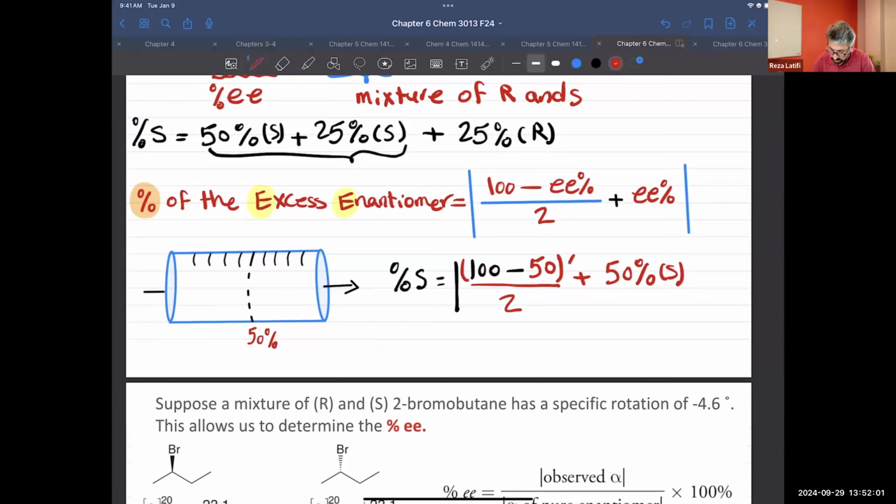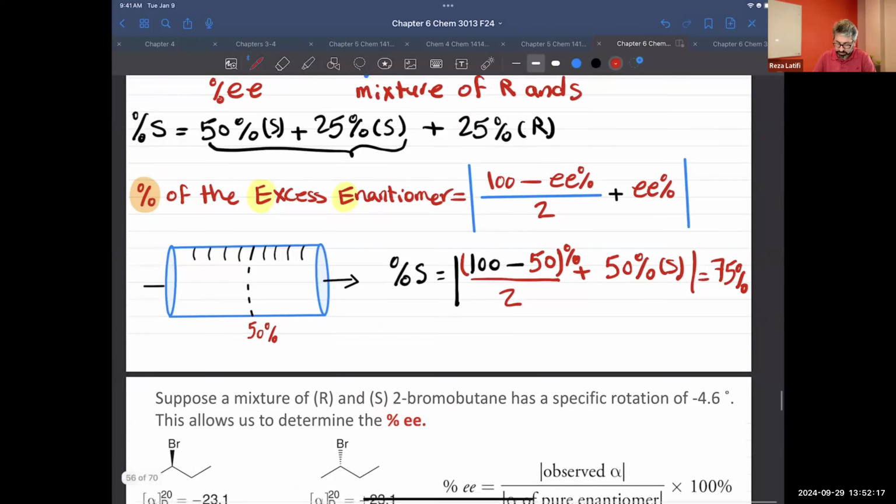Okay. So I'm going to say 100 minus 50 divided by 2. That's going to be 25% plus 50. It will give me 75%. So you can use this formula to calculate the percentages when you have an excess of one enantiomer.